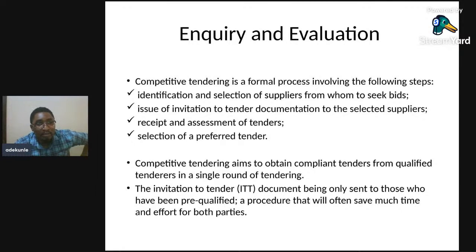So the invitation to tender document goes only to those who have been pre-qualified. It is a procedure that often saves much time and effort for both parties, so that instead of wasting much time. Most of us have seen that done even in our organization.